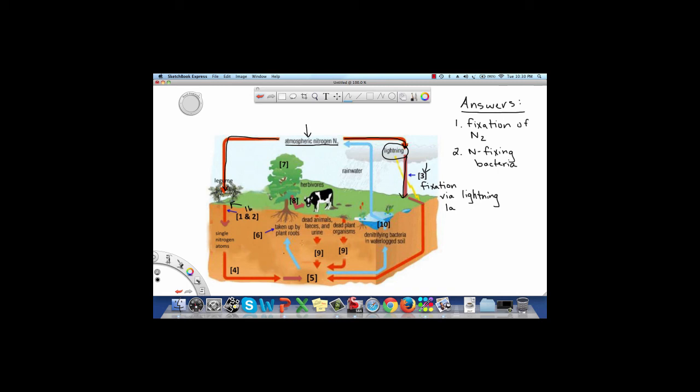Okay, let's find number 4. Number 4 is down here. So we go through this fixation. That makes sense because we would get single nitrogens after that. And those single nitrogens are coming through here, along here. And number 4 is looking at this arrow here. And the question says, what step or process is happening here? Well, we know that we need to get nitrates for our plants to take up. So how do we turn single nitrogen atoms into nitrates? Well, that process is called nitrification.